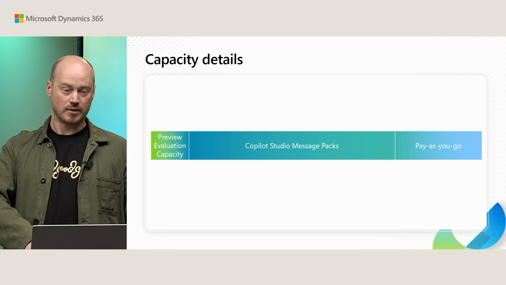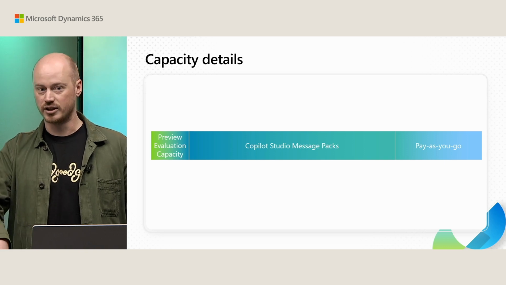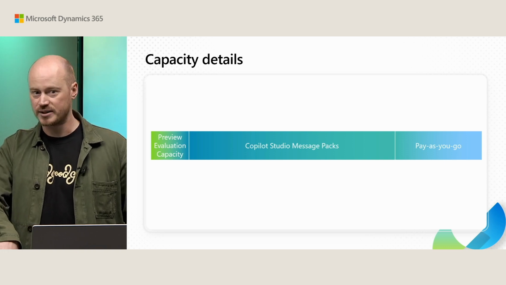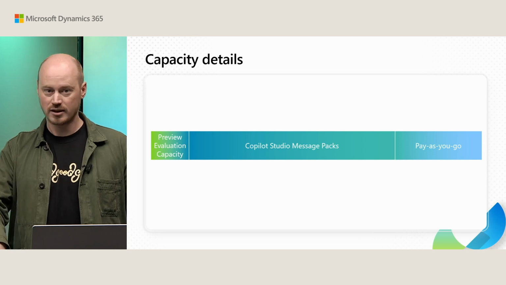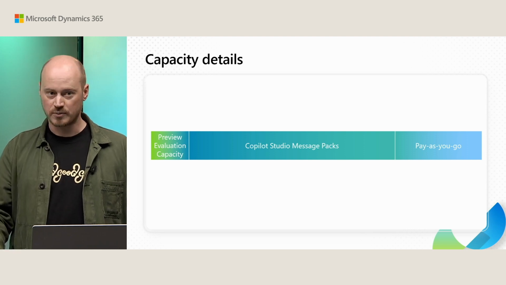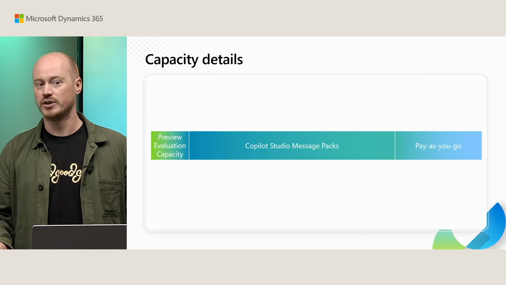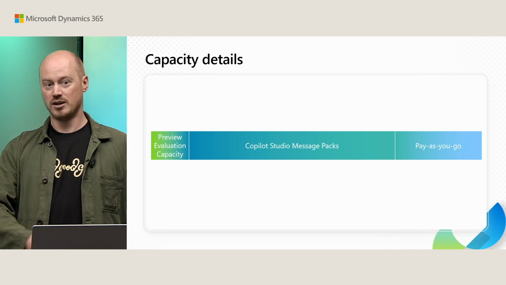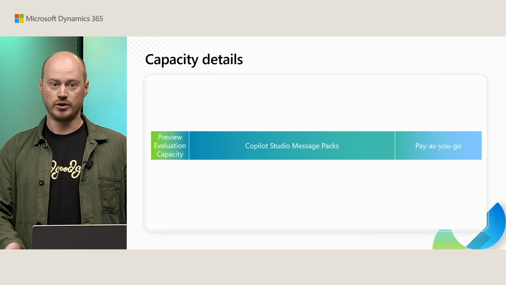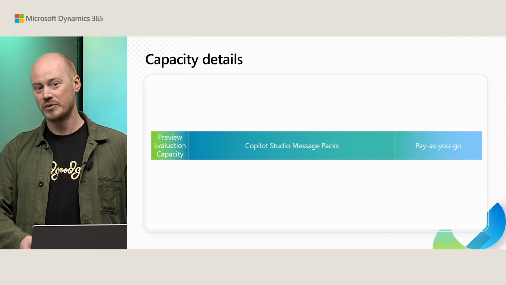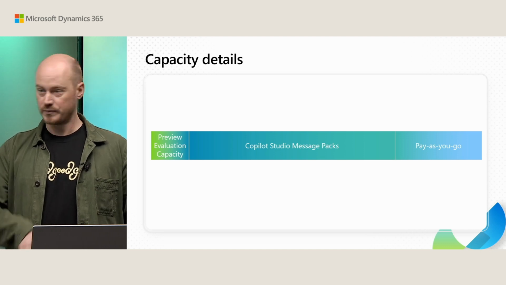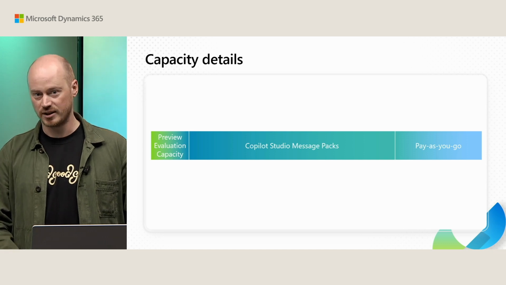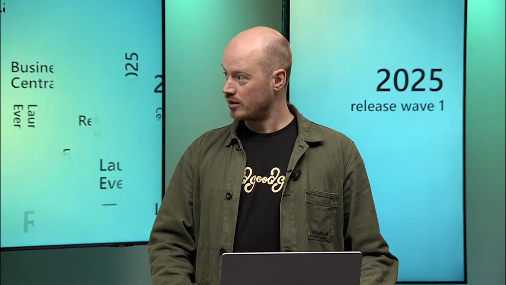For that, there are two types of capacity, as explained earlier. So first of all, there are the prepaid Microsoft Copilot Studio message packs. You can purchase these as a monthly subscription, and if you have any on your tenants, this is what the agent would consume from first. If you don't have any prepaid capacity, or you've run out of your prepaid capacity, we'll escalate to a pay-as-you-go policy. So anything beyond your prepaid capacity will be billed at the end of the month based on how much you've consumed.